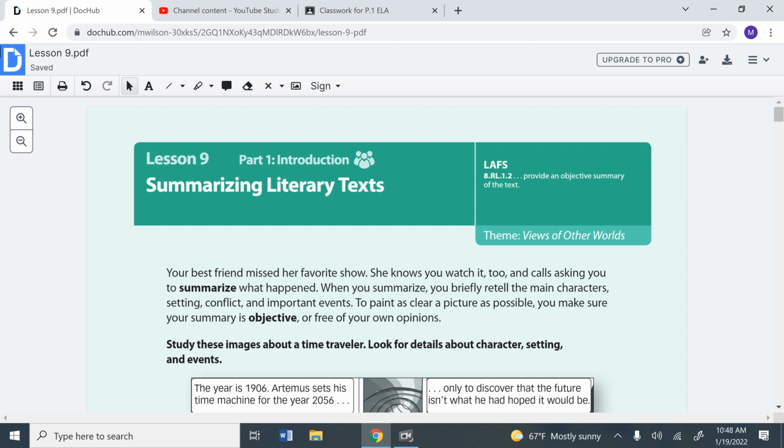Here's the second plot summary. This is an unbelievable story. It is about three bears that go for a walk while they wait for their breakfast to cool. You won't believe what happens while they're gone.